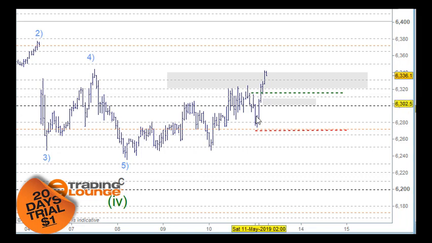So I haven't counted this little move up through here, and it may even push higher here, but what we're basically looking for is an ABC correction a little bit, and it probably won't pull that far back, but it could do. But we're looking for some sort of correction and then a move higher from that point. So that's what we'll be looking for today.